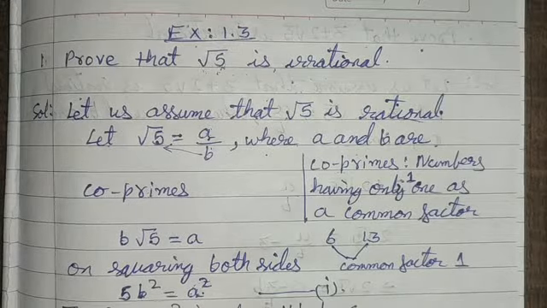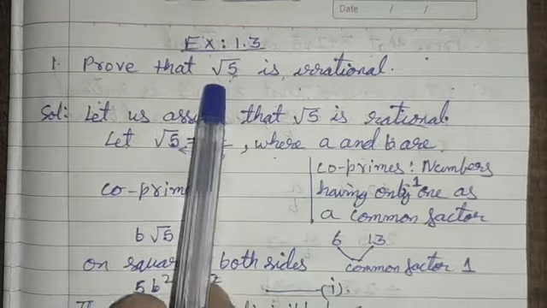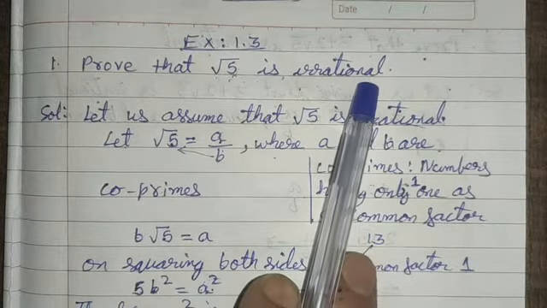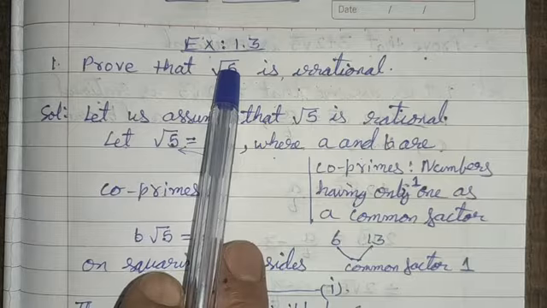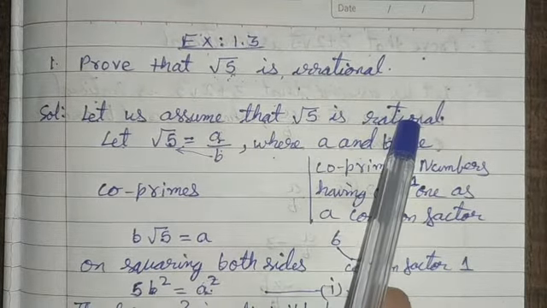Hello students, today we will do exercise 1.3. Now your question number 1 is: prove that root 5 is irrational. In order to prove this, we will assume that root 5 is a rational number.